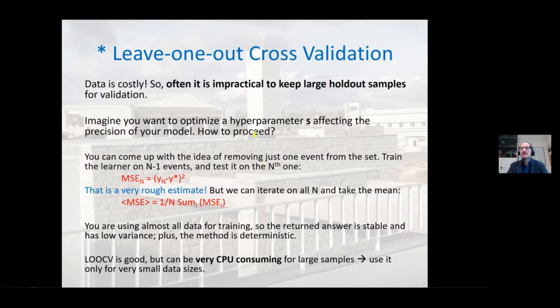You can remove one event from a set and train your classifier or learner on the other events, and then you test it on that event that you left out. And you get a mean square error, which is, of course, a very rough estimate, but you can do it on all the events and take the average. And this is a sort of estimate of the mean square error that you are committing. It's very time consuming if you have lots of data.